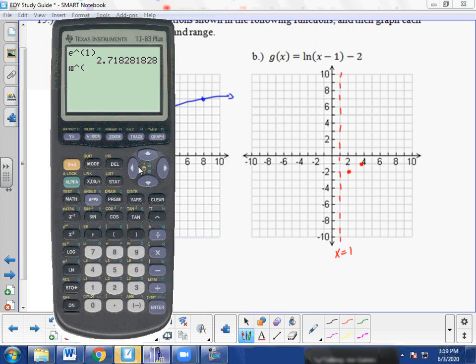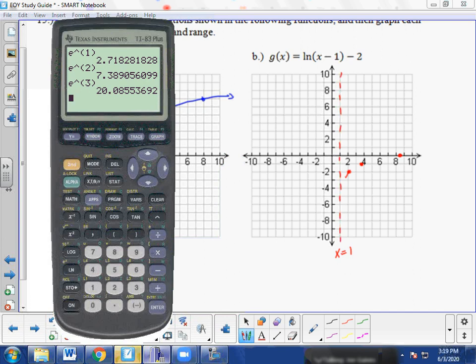If I move up another line, I'm e to the second power units from the asymptote. So this would be about 7.38. If I count from the asymptote, over about 7.4, would be right about there. The next line up would be e to the third power units from the asymptote, which is a little over 20, so that would stretch well off the page here. If I wanted to move down from my initial point, this would be e to the negative first power, e to the negative second power, and so on and so forth.